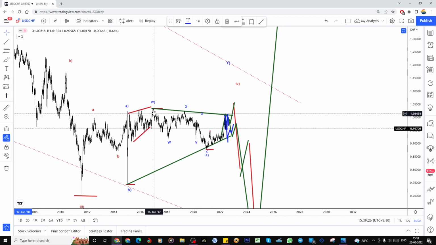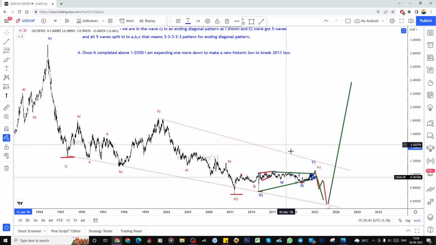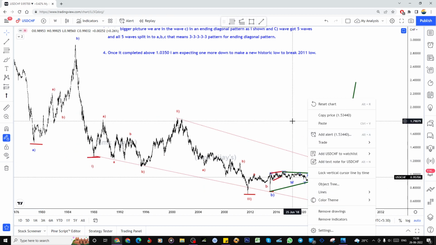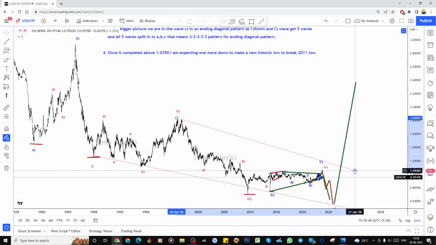So in that case, if this is a W, this is an X, and this is a Y that got completed below this, and again there is a three-wave structure. Again, one more ABC could be the exact way to complete, and it will take all the stop losses above the 1 point, and the next target of 1.06 is reached, and from here it can go down to the south side. So later on this can be adjusted.